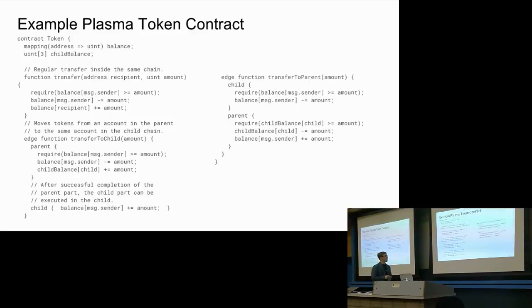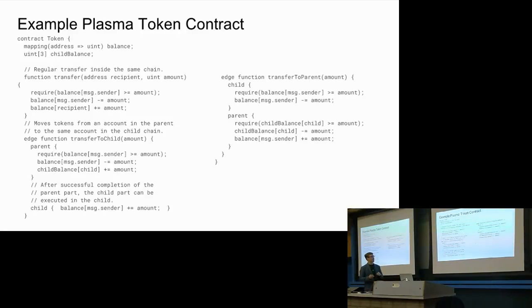And what happens in the parent part is that we again check that the balance of the sender is at least the amount. We remove the amount from the sender's balance, and we add it to the sum of the balances in the child.